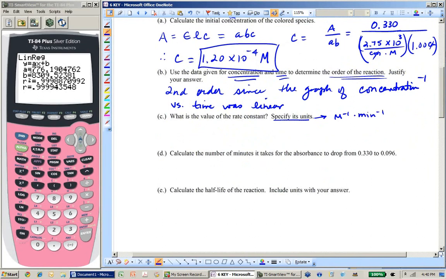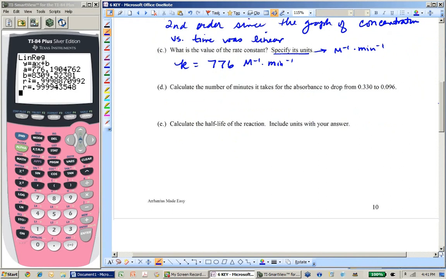But let's get its value by looking over here on this handy dandy calculator. The k value is equal to the slope, absolute value of it, which is 776, which is plenty of sig figs. And it's not even times anything weird. It's just 776 molarity to the -1, minute to the -1, which you could have written 776 over molarity dot minute. It's your choice. There's lots of different ways to communicate that correctly. So we got that done.